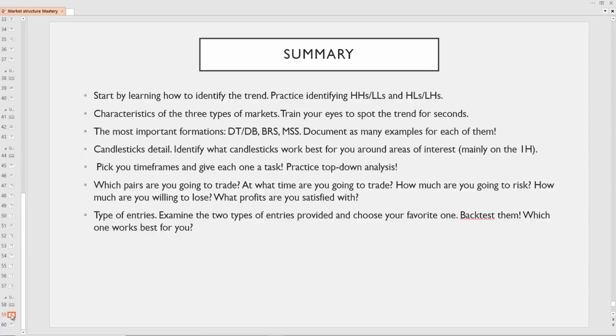Do I want to enter with limits? Do I want to enter with stop orders? Or maybe I am more of an instant execution guy. Do I enter after a candlestick formation? What kind of candlestick formation do I wait for on the 15 minutes? All right, which one works best for you? It's all that stuff that you have to examine carefully and by yourself.